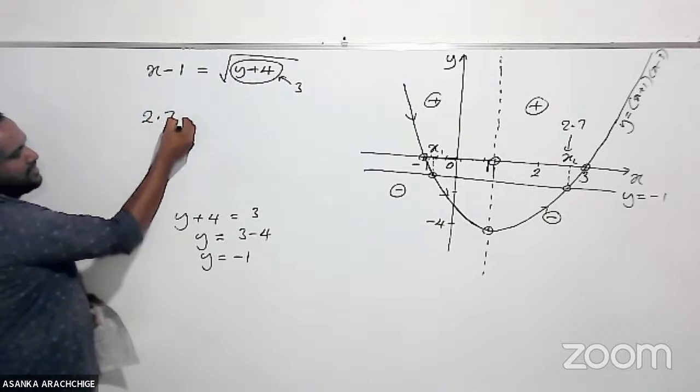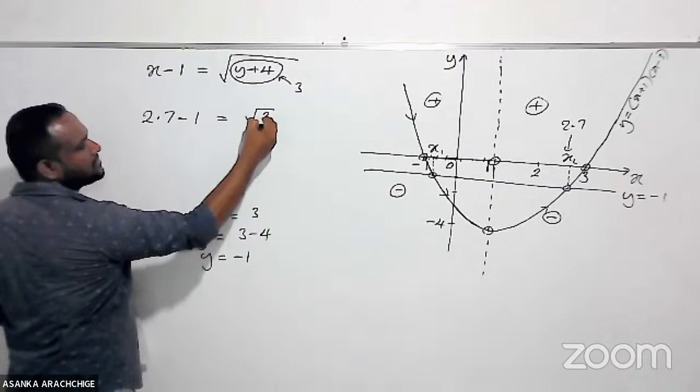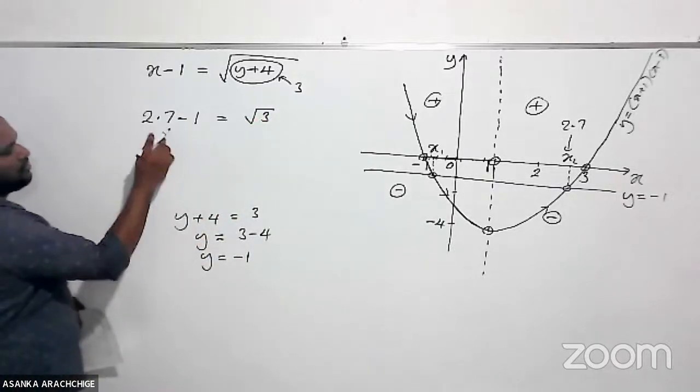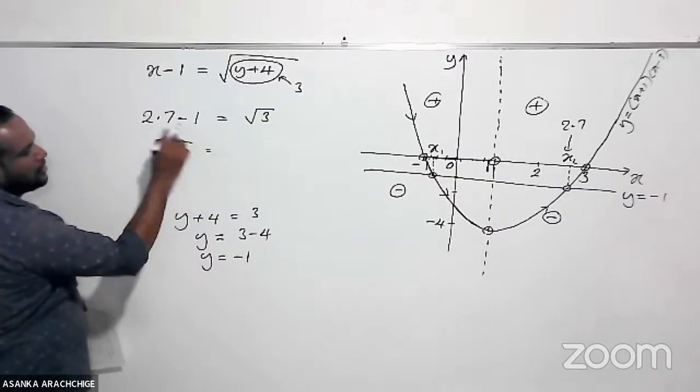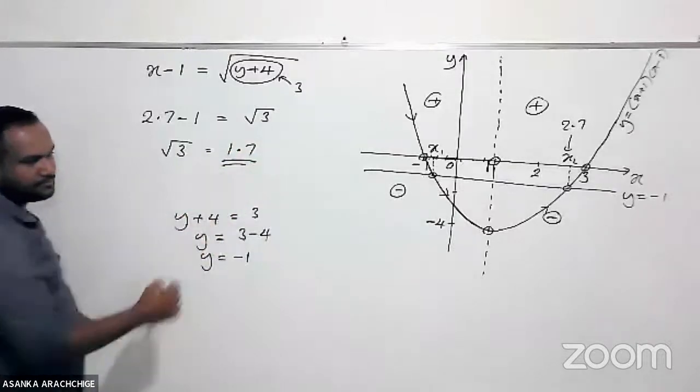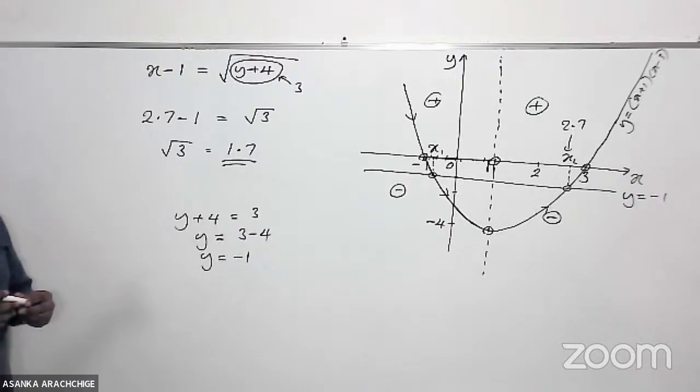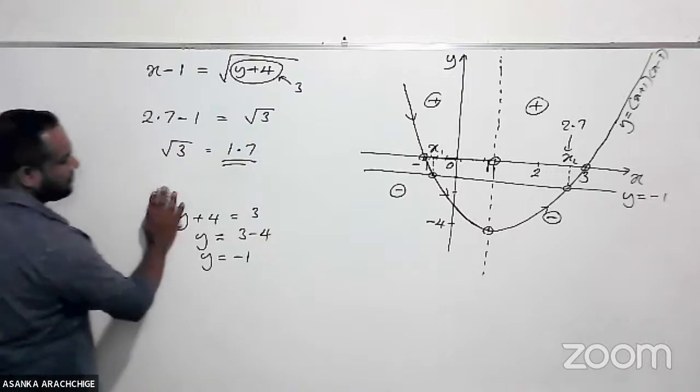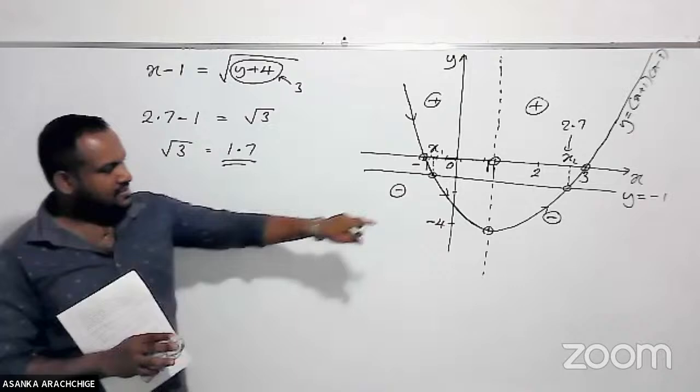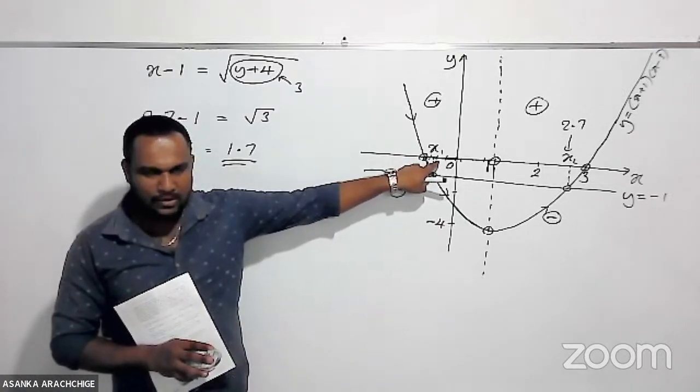2.7. 2.7 minus 1 is equal to the positive square root of 3. Understood? Then what is that? The square root of 3 equals 2.7 minus 1, 1.7. Clear? What number will we approximate it to? From this x coordinate you can get the negative square root of 3.